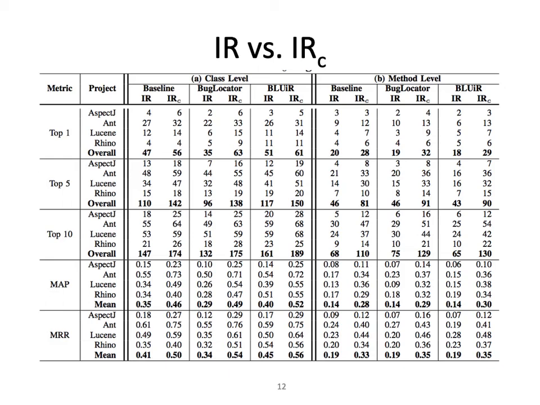So based on this table, we observe that at the class level, coverage consistently improved all studied IR-based techniques. That is reasonable because it effectively removed irrelevant method locations or irrelevant class locations. At the method level, coverage improved IR-based bug localization more significantly than at the class level.